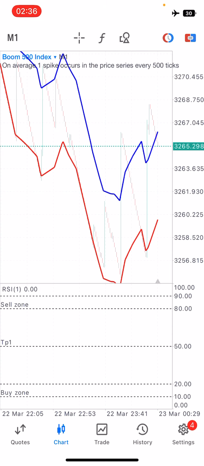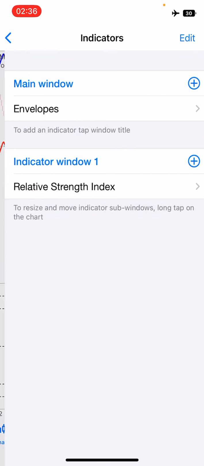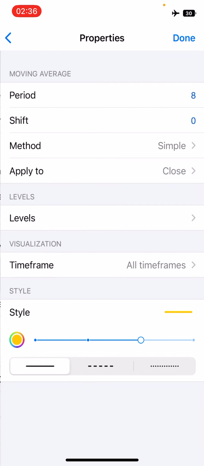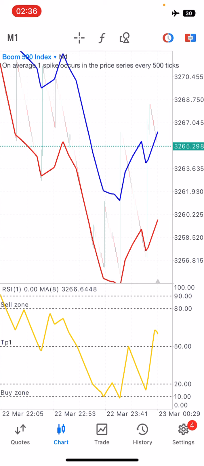Okay, and moving on to the next set of indicators. These are going to be just moving averages. The first moving average that we want to add to our indicator window 1 is the moving average of period 8, a shift of 0. The method is simple: apply to close, of course, apply on all time frames, and then the color can be a yellow color like the one that I have right there, and then we can click done. We can see it on our charts right there, which is very good.